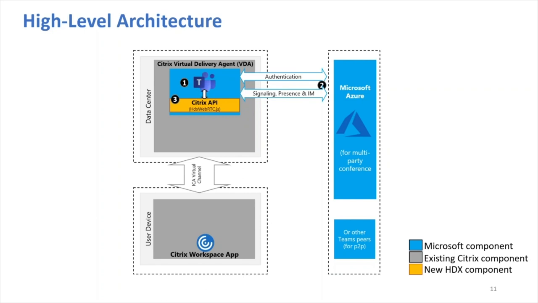Then Teams detects it's running in a VDA and makes an API call to Citrix JavaScript, which is embedded in Teams. The HDX WebRTC JavaScript opens a secure WebSocket connection to the WebSocket service.exe running on the VDA. So it's a 127.0.0.1 call over port 9002.